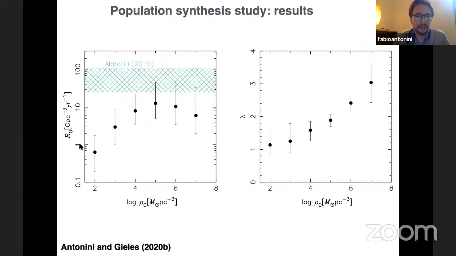So you have in the left panel the value of R0 for different values of the initial cluster density. And you see that only models that have an initial density larger than 10 to the 4 are consistent with reproducing the LIGO merger rate. And so if we were able, for example, to tell how many of the binaries observed by LIGO are formed in globular clusters, then this could be used to put constraints on the initial conditions of star clusters.